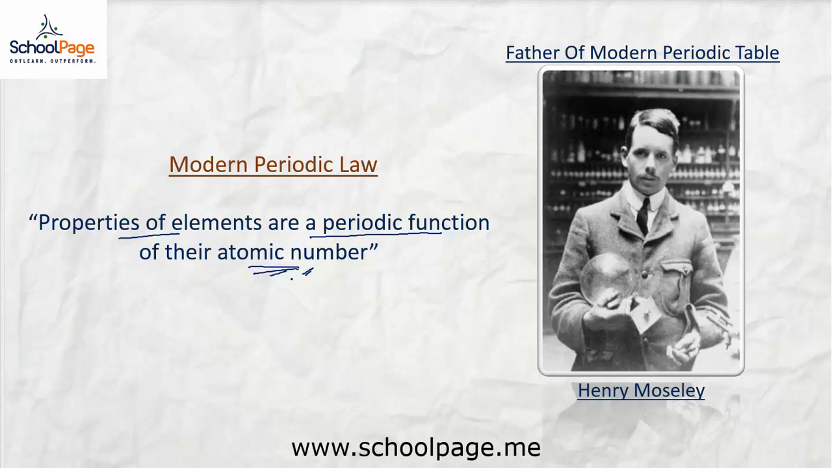This modern periodic law, which is based on the atomic number, is the basis of the modern periodic table. Modern periodic table is built on modern periodic law. Now let us understand what causes the periodicity in elements.